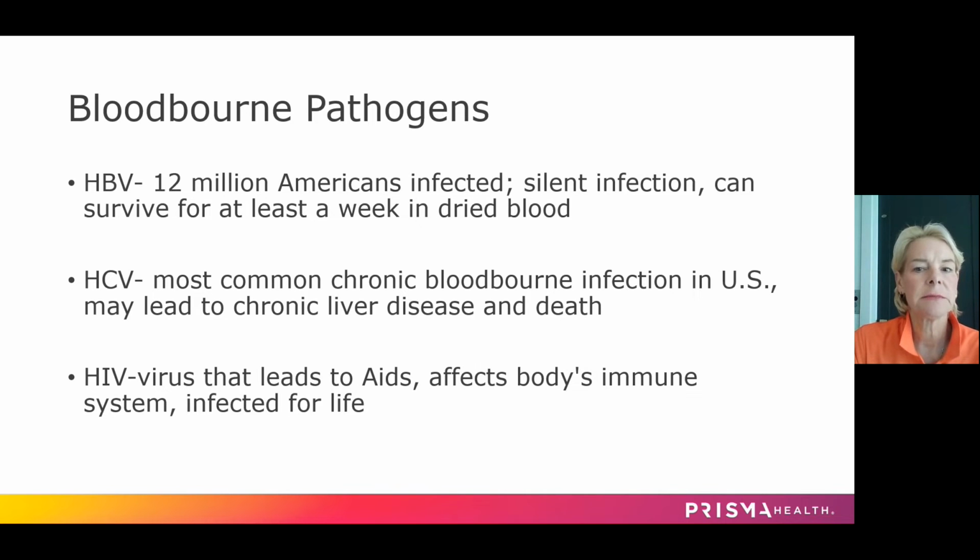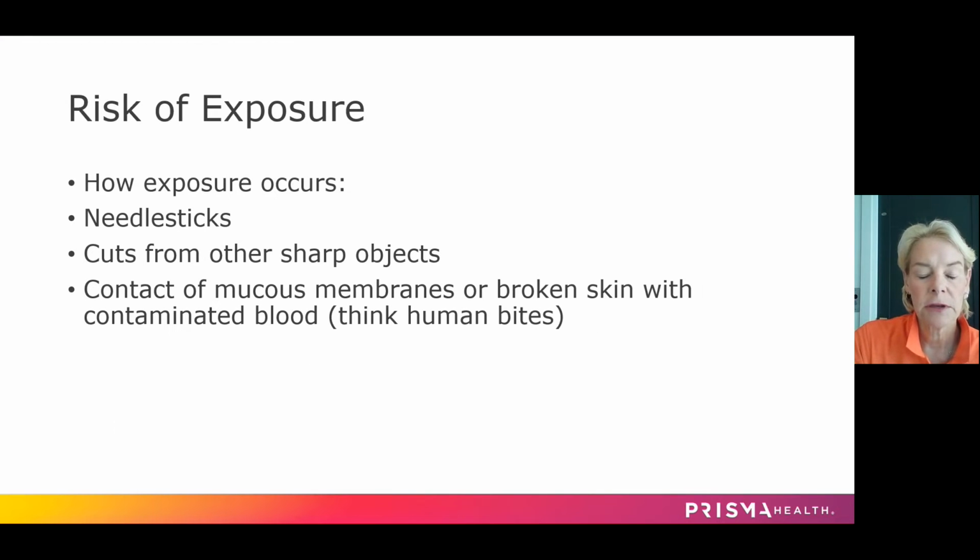And the important thing about hepatitis B is that the virus can actually remain alive for about a week in dried blood, so it can be transmitted more easily than the others. Hepatitis C is also a very common chronic bloodborne infection found in the U.S., and it can lead to chronic liver disease that can actually cause death. And then HIV, most people are familiar with it, that it could potentially lead to AIDS, which is a syndrome of symptoms that individuals can have or diseases. It affects our body's immune system. And once you have that virus, you're infected for life. Fortunately, with HIV, there's some very good therapies now to keep that under control.